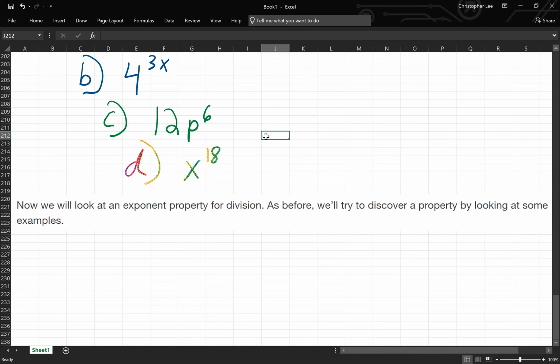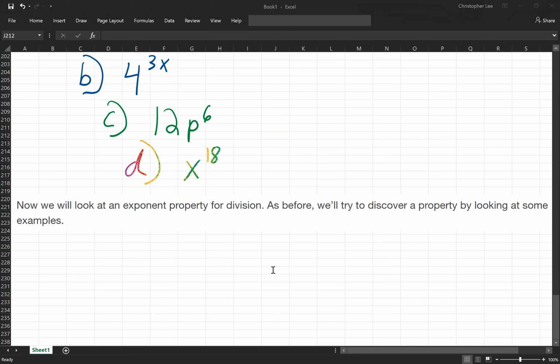So now we will look at an exponent property for division. As before, we try to discover a property by looking at some examples. All right, so I want to divide powers. That's what I'm trying to do right now.